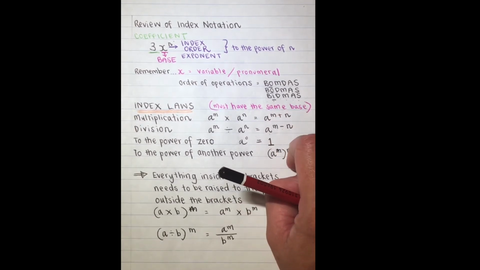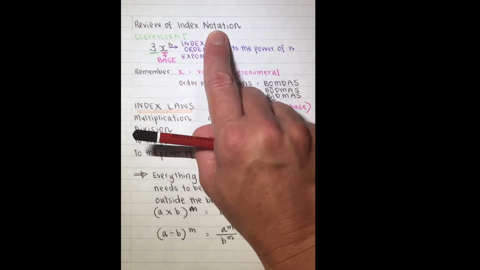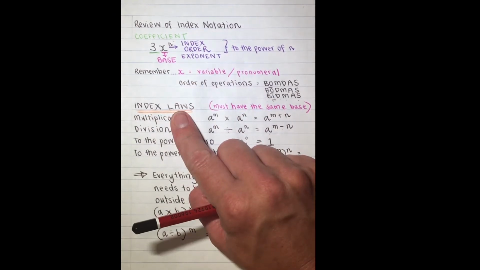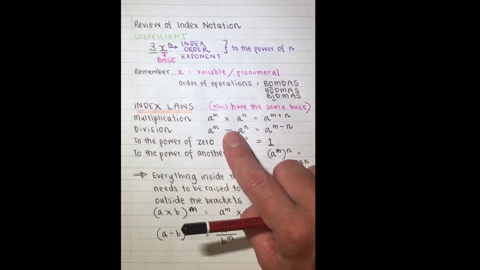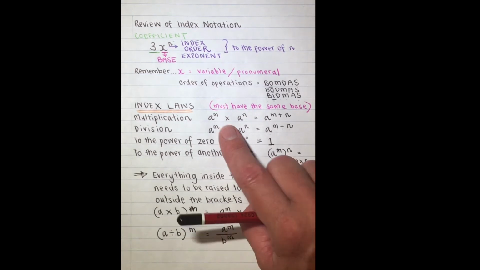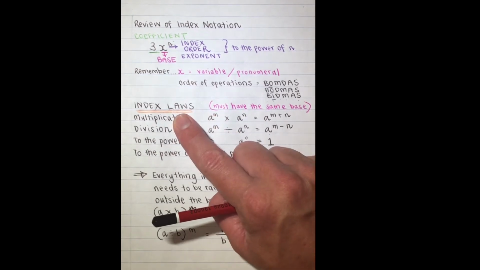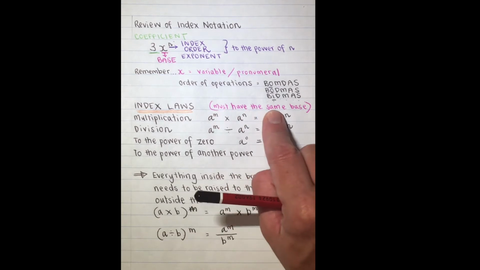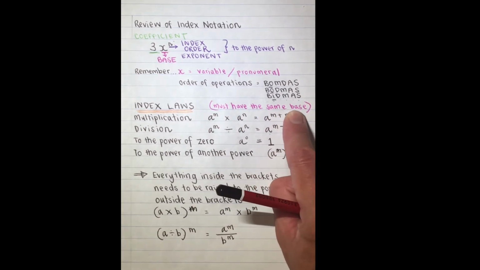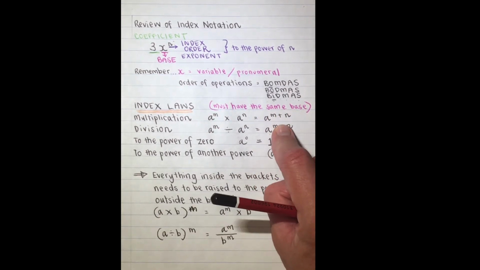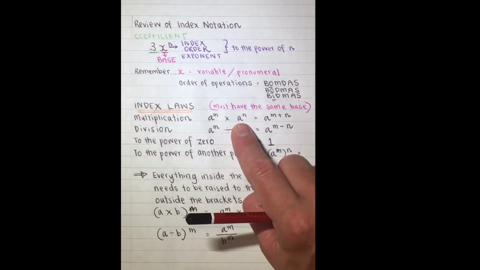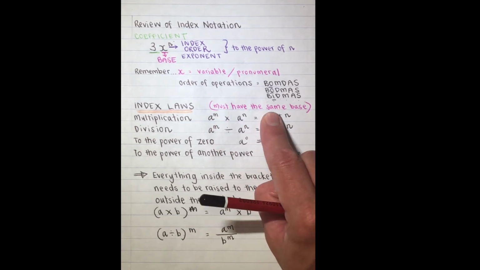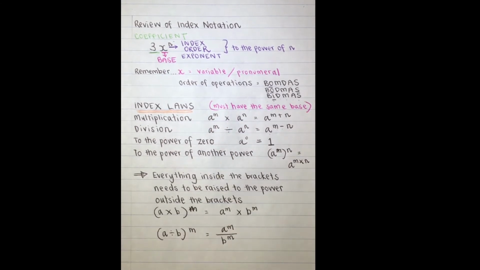All right, we can do even more using index notation by applying index laws. And when I say even more, I mean do things even faster. But when we apply index laws, we have to remember we've got to be working with the same base. So if I want to apply index laws, my bases must be the same. So let's have a look at our first index law. Our first index law is multiplication.